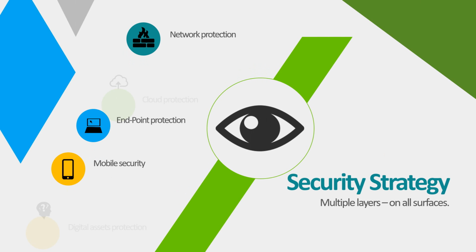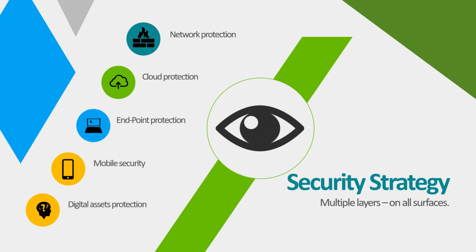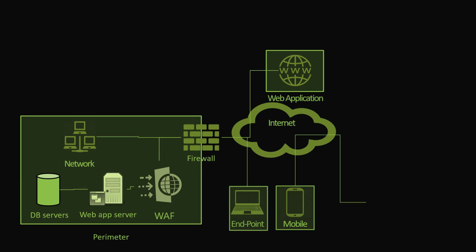John has a very strict security strategy that contains multiple layers on all surfaces. He has network protection capabilities, cloud protection capabilities, endpoint protection capabilities, mobile security protection capabilities, and digital assets protection capabilities. Let's see the security architecture that John has established.